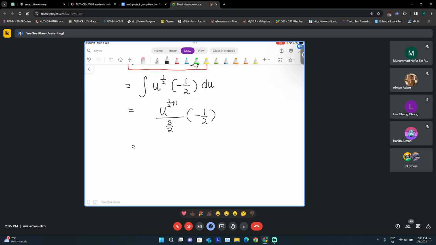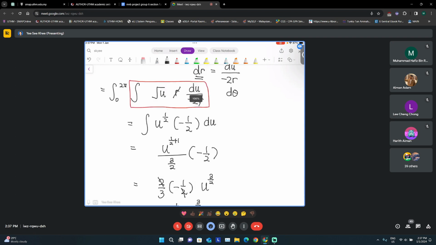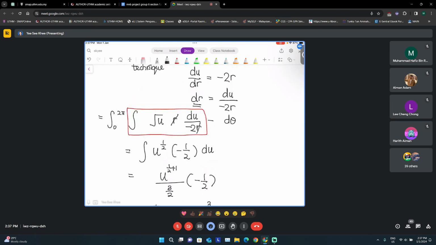So you will have 2 over 3, multiply with negative 1 over 2, and your u is power 3 over 2. You could cancel this and get negative 1 over 3 u power 3 over 2. So you have done the integration, this part.